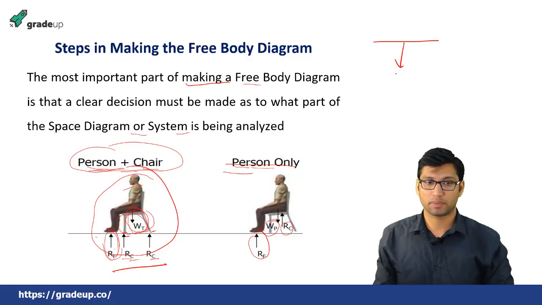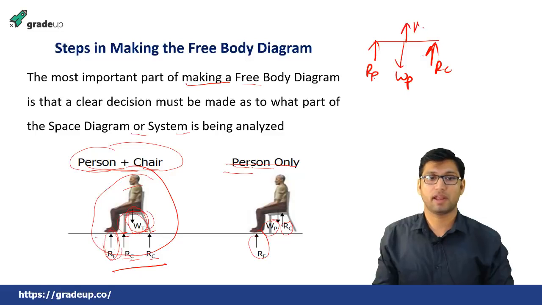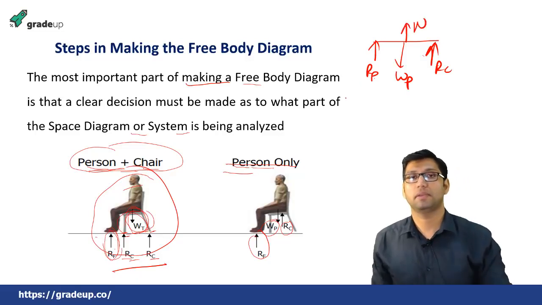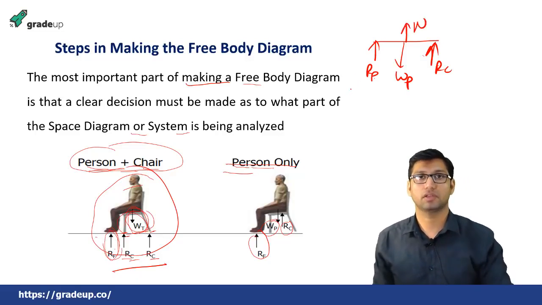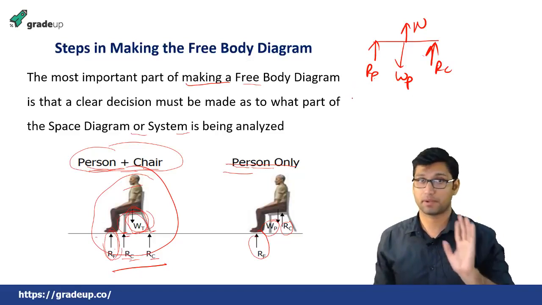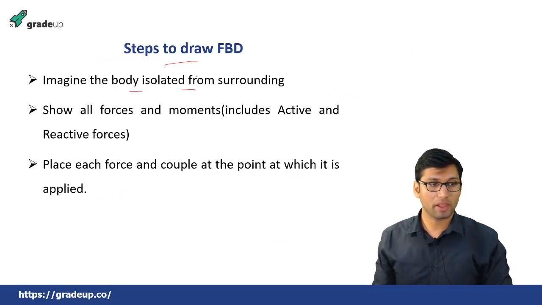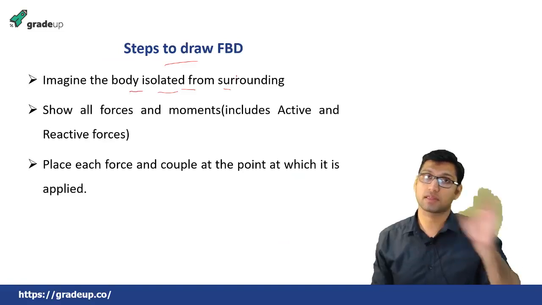Suppose this is a person. So there will be a weight of the person. There will be a reaction from his feet, also reaction from the chair, and also there will be a normal reaction. So this is a free body diagram of the person who is sitting on the chair, and we are only analyzing the person. So you have to imagine the body isolated from the surrounding.